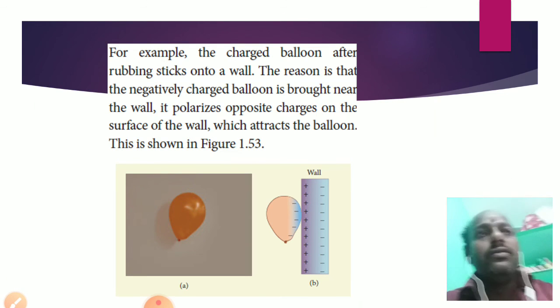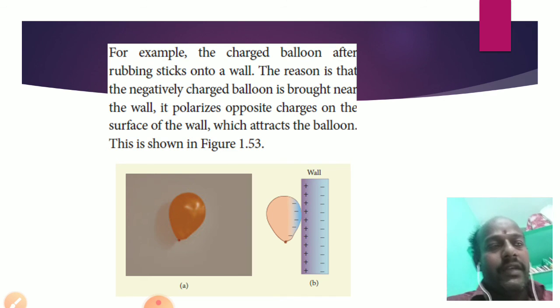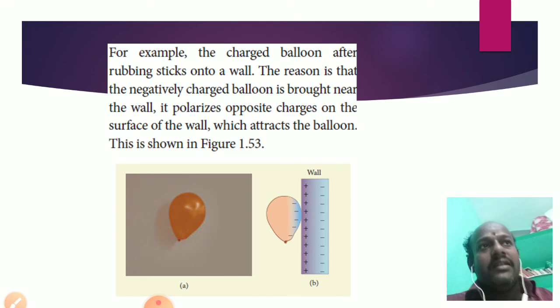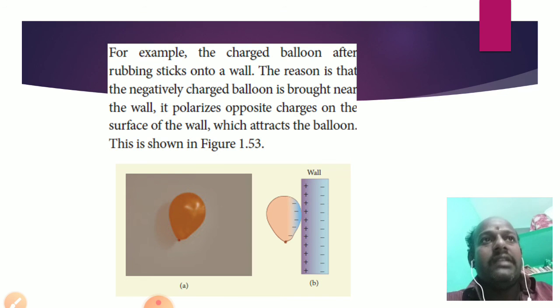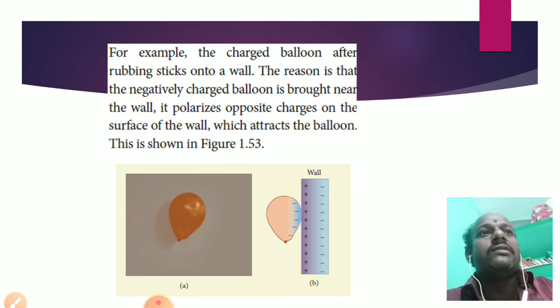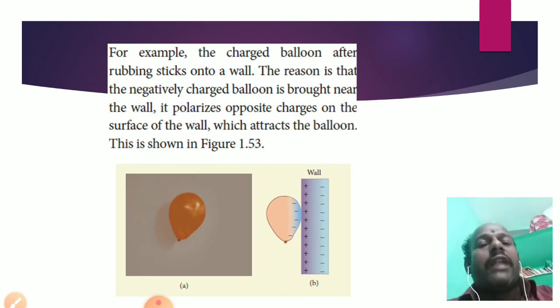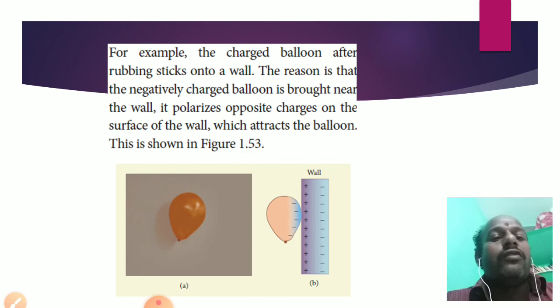The balloon is called an insulator. We can take it as a dielectric. When a dielectric is initially rubbed, it has created a certain electric field. Due to the electric field, it gets some force. Due to that force, when I place it near the wall, it will stick.